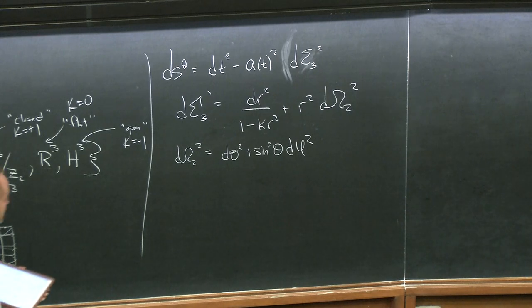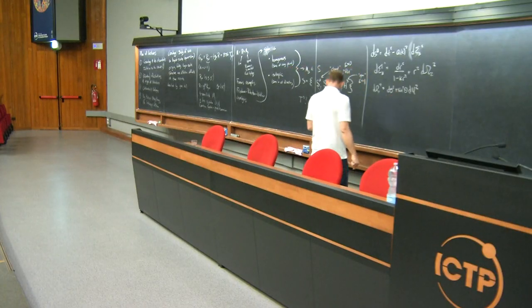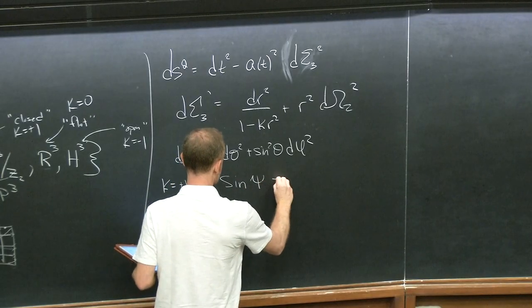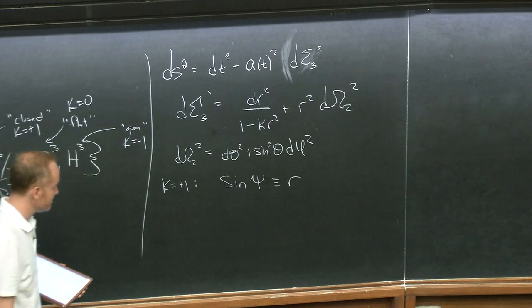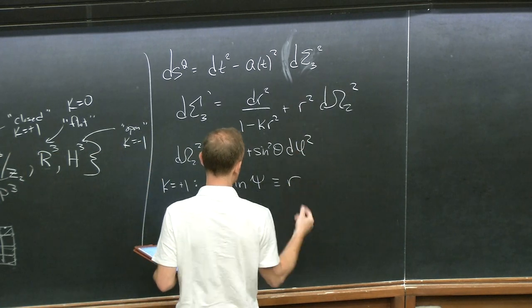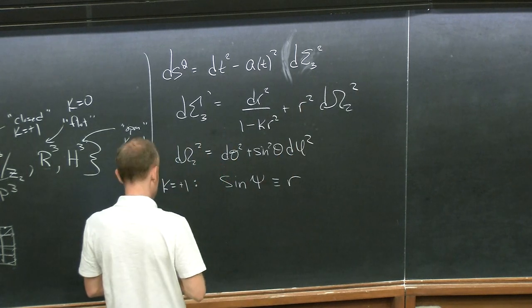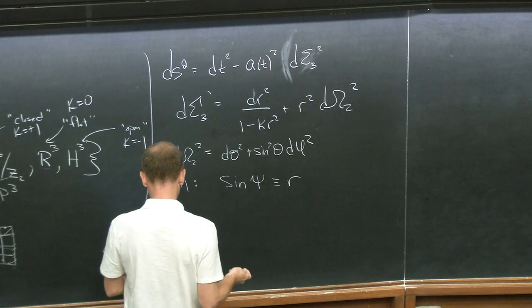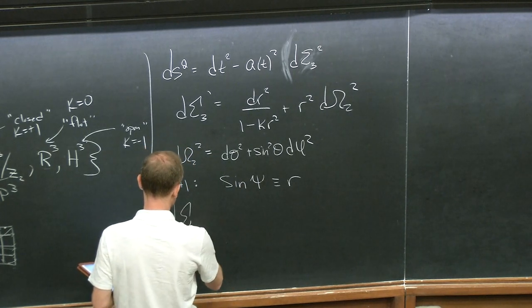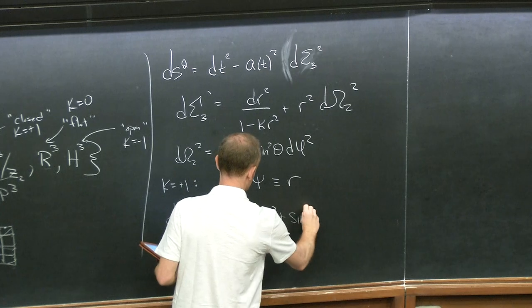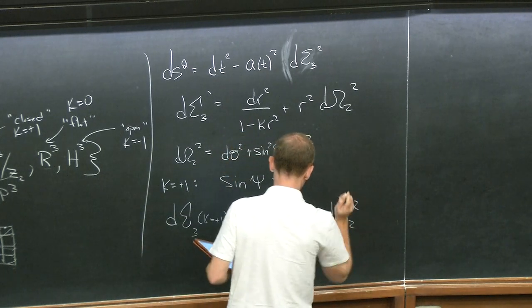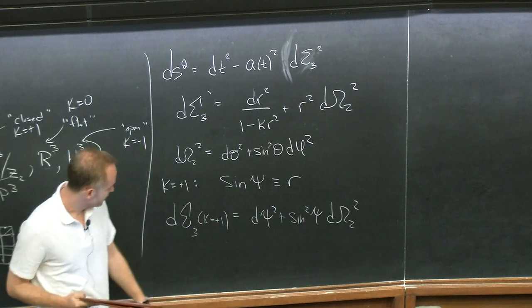Now, to see that this metric actually describes what I said it did, let's take the case k equals plus 1. Then, if I define a new coordinate psi as the inverse sine of r, then you can see this is going to become sine squared, and this simply becomes d psi squared. So we just get this metric, and that is the metric on a 3-sphere.